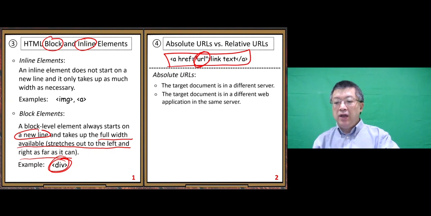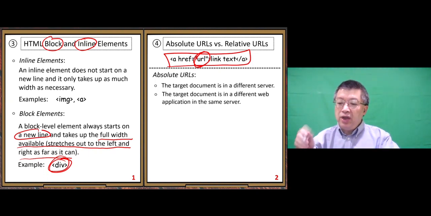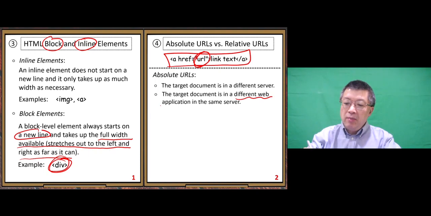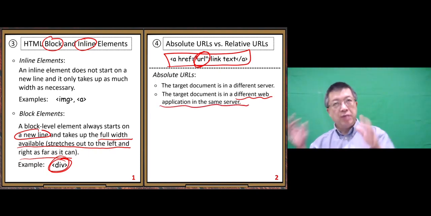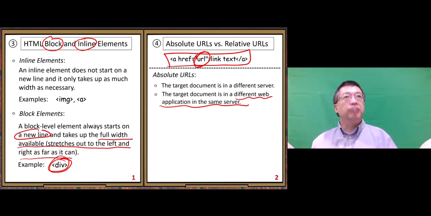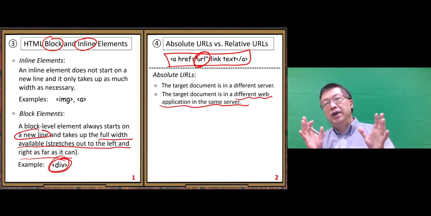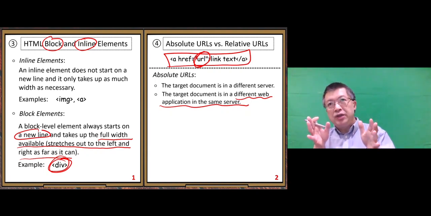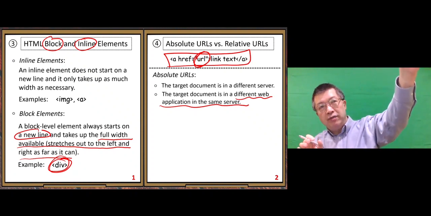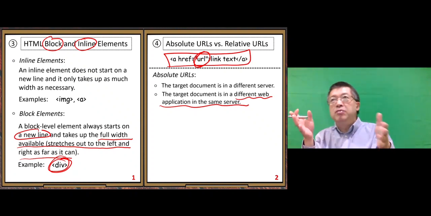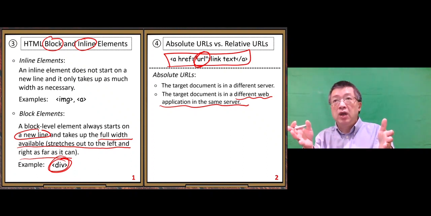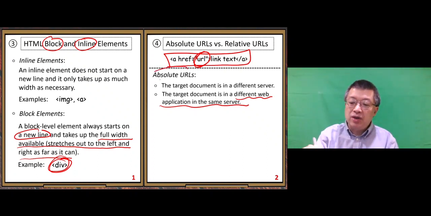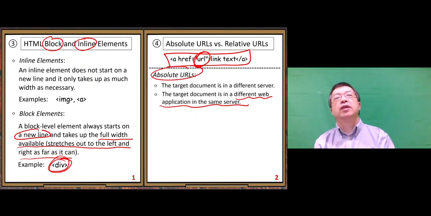The second situation is when the target document is in a different web application, but in the same server. Although it is the same server, we know you can run several applications on the same server, the servlet, many web applications. So if in the current web application we want to get a resource from a different web application in the same server, we need to use absolute URLs, not relative.